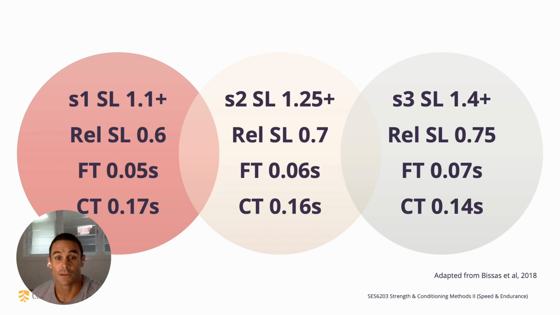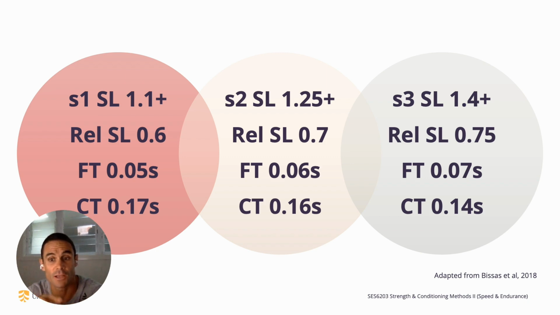Now, let's have a look at some of these. Just like what we did with the flight time, contact times, and maximal velocity, we can look at our stride lengths, our stride 1, stride 2, stride 3, stride lengths, relative stride lengths, flight times, and contact times. These are all based off, again, the biomechanics reports from World Athletics. And the big one, again, I'll point out is that relative stride length. Really like comparing it to an athlete's height, but you've got the 0.6, 0.7, 0.75.